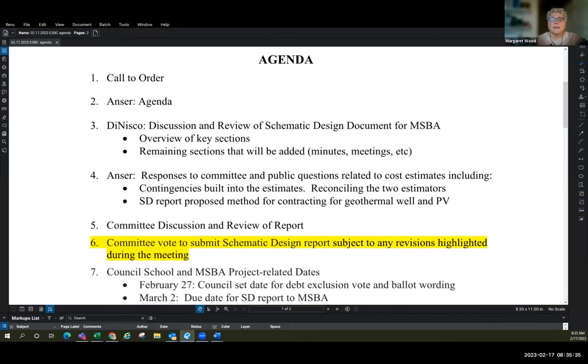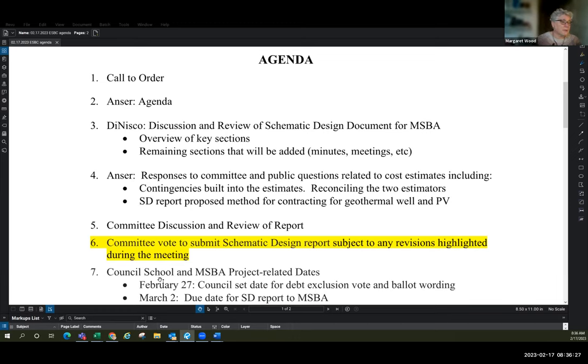All righty, so as Kathy said, the main event today is to look at the documents that were posted for your review that constitute the schematic design submittal and to determine if anyone has any questions. Then I'm going to make a couple comments about overall contingencies as they are embedded in the total project budget. And we're going to wrap up a lingering question that was brought up during an early stage of the design. Then the committee is going to discuss and review the report, and if someone makes a motion, you will take a vote to submit it.